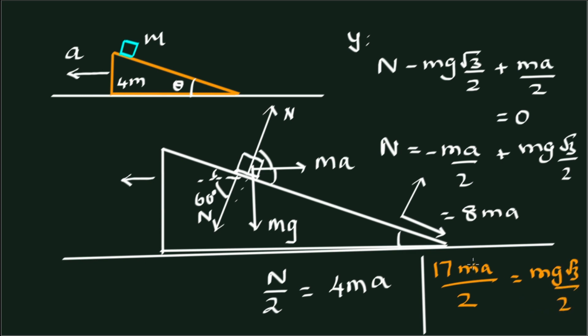by 2. M cancels, 2 cancels, and I get the final answer, A is equal to 10 root 3 divided by 17 meters per second squared. That's it for this problem. Let's go to the next problem.